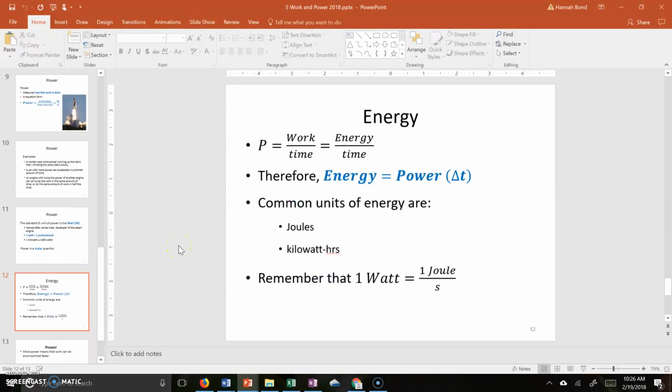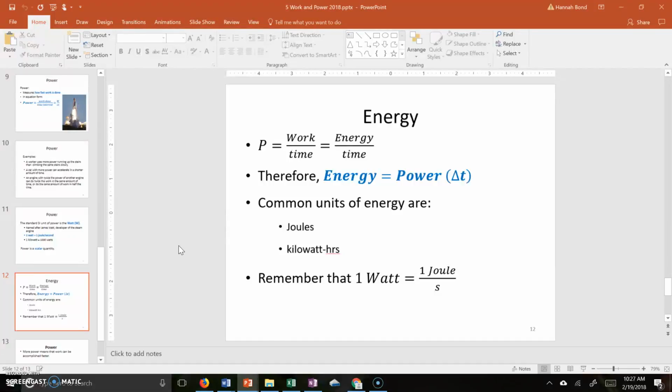And then, since power is work divided by time, and we know that work is a method of transferring energy, you could think of power as the amount of energy transferred divided by time. Therefore, if you want to know the amount of energy that something uses, and you know the power of the system that's transferring that energy, then energy equals power times time.